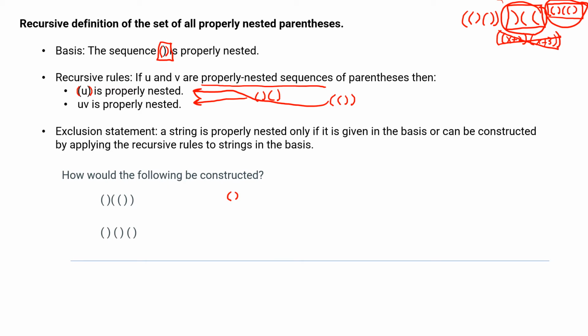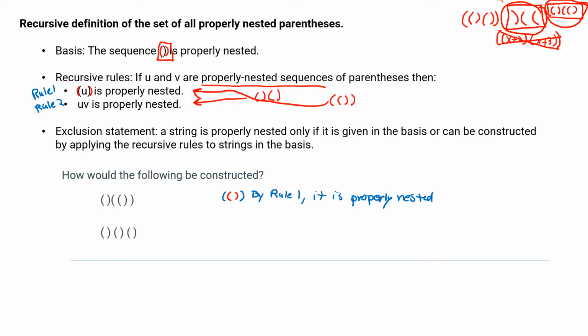And then I could say I'm going to use this first rule to put some other parentheses around it. So by using that first rule, I'll call this rule 1, and this is rule 2. By rule 1, it is properly nested.